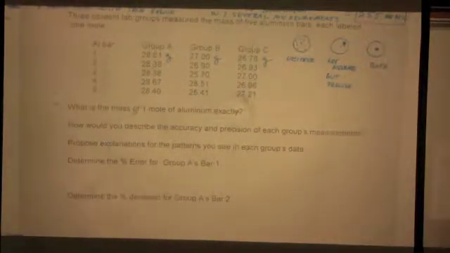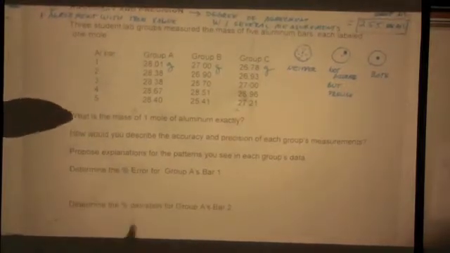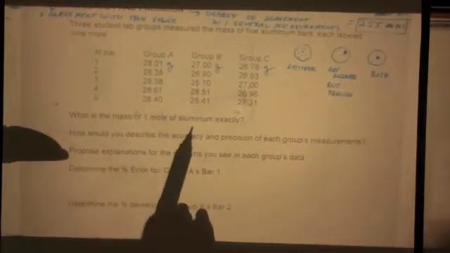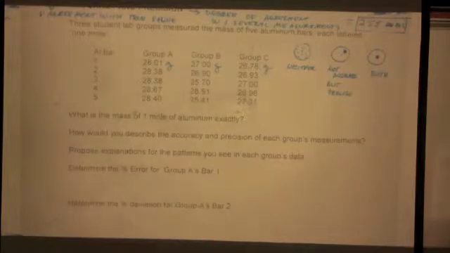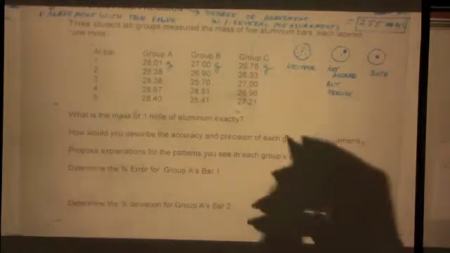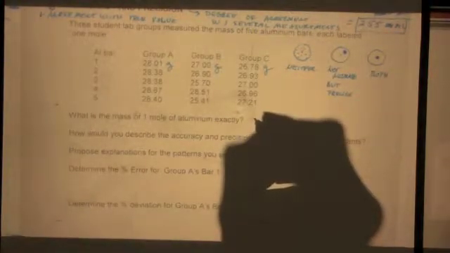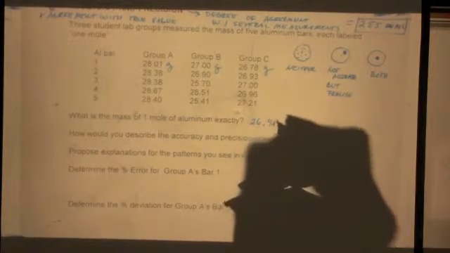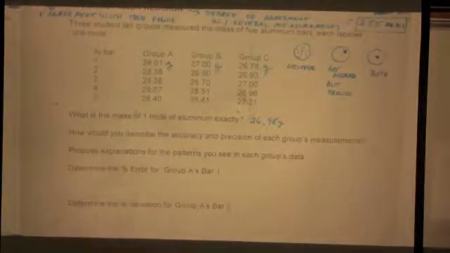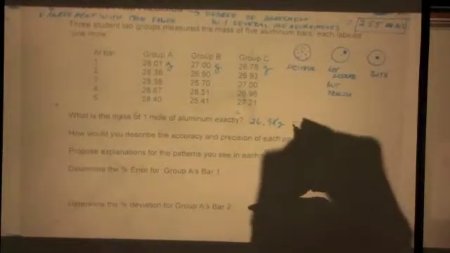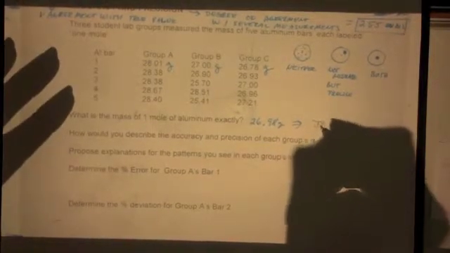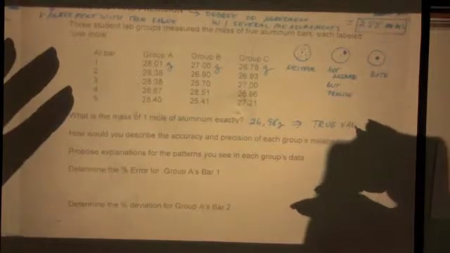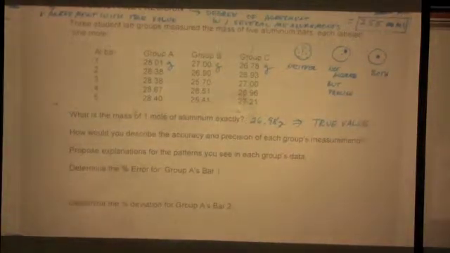Now, if I want to find the true value for the mass of a mole of aluminum, where would I find that? Exactly, all right, I'd go to the periodic table. And when I did that, I found that a mole of aluminum should weigh 26.98 grams. That's to 4 sig figs from the periodic table. This is my true value. So that's what I will compare these students' results to.